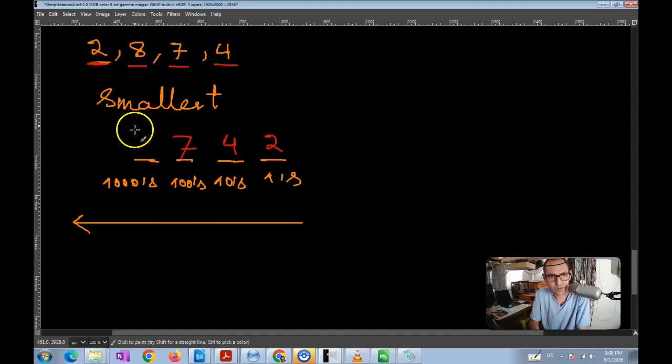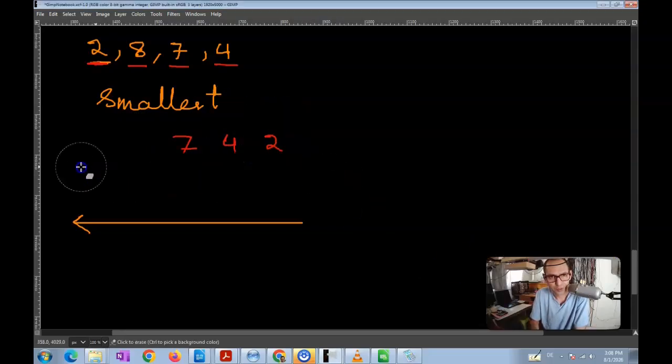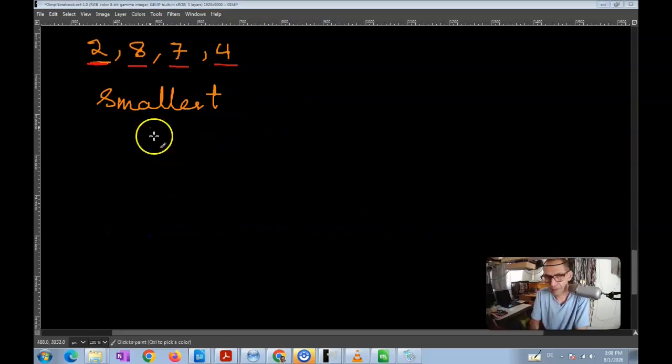Excuse me, I made a mistake here. So what I want to do is make the smallest number possible, right? Which means that I will have to take the largest digit that I have at my disposal and put it in the smallest place value possible, right? Otherwise I would be making the largest number.